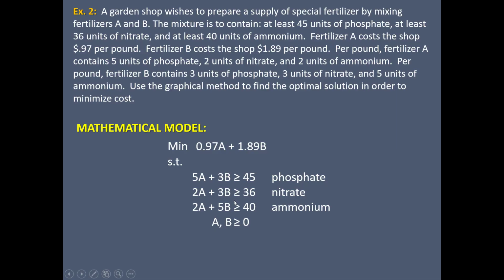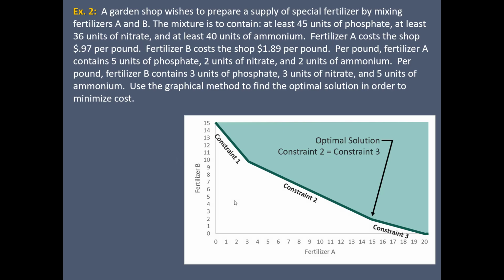We are going to set this to be an equation, set it just equal, much like we did when we plotted those lines on the graph. So constraint 2 and constraint 3, again, setting them to be equations instead of inequalities. We have 2a plus 3b equals 36 and 2a plus 5b equals 40.